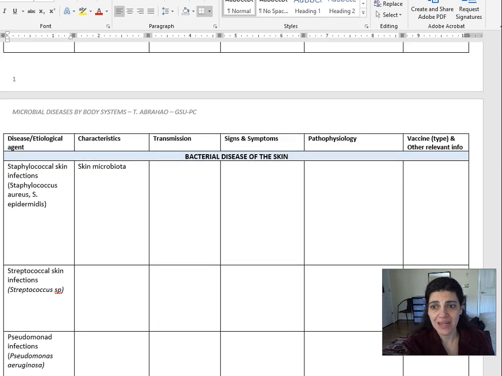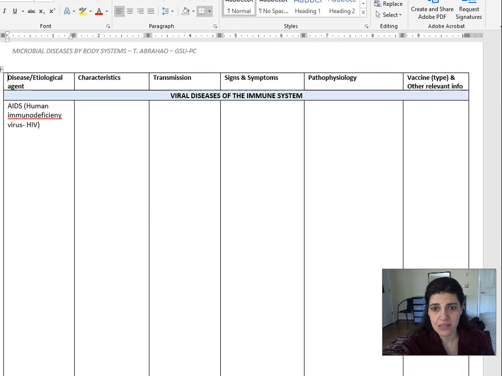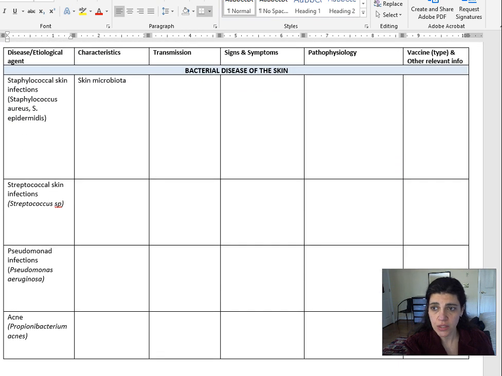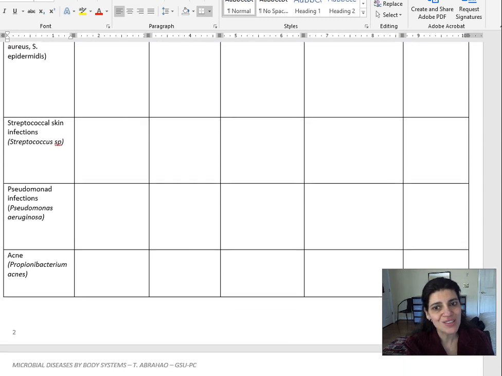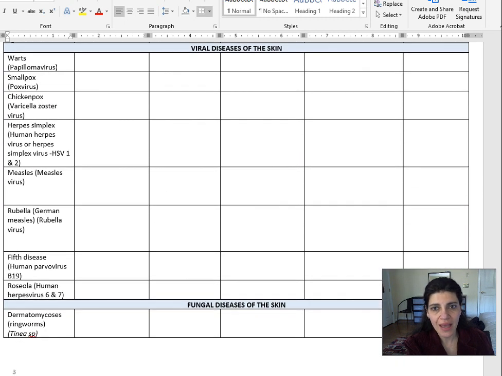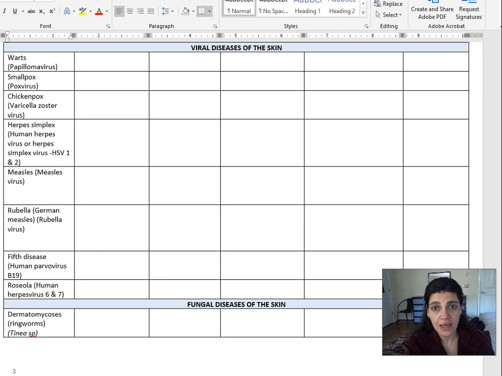Chapter 19, which includes AIDS, and then chapter 21, which includes skin, and then all the way through chapter 26. So we're covering all the infectious diseases. Make sure you make good use of this table, and you have this as your study guide and as your cheat sheet during the exams.